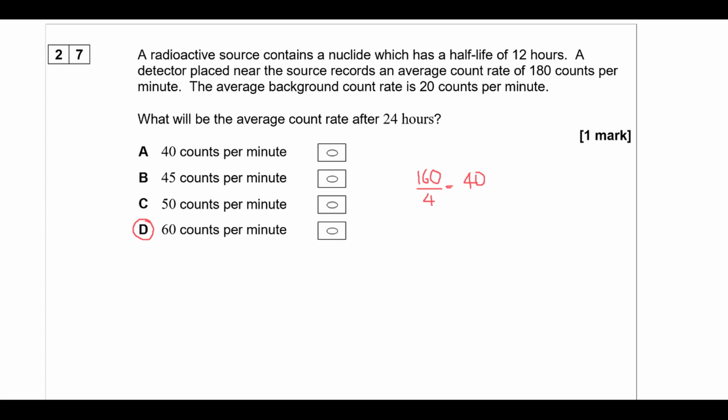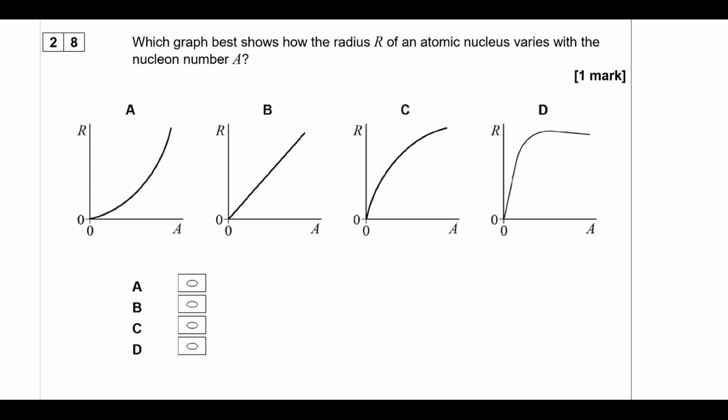So then, which graph shows how the radius of a nucleus varies with nucleon number? So you should know the radius is directly proportional to A to the power of a third. So you can see it's clearly not B, because that would indicate that R and A are directly proportional to each other. A to the power of a third is not going to be a decreasing graph, so that can't be right. And there's no way that it can end up decreasing, so it can't be D. So then that leaves you with option C. So it's increasing, but the rate of increase decreases over time.